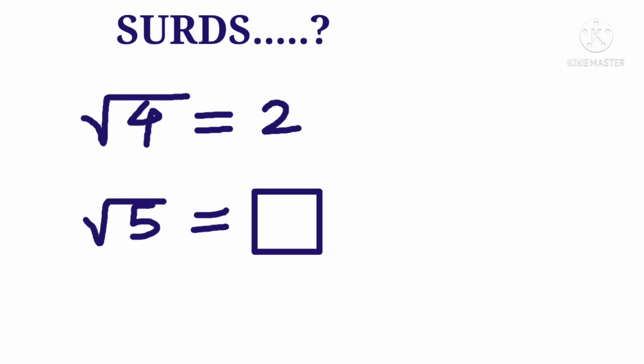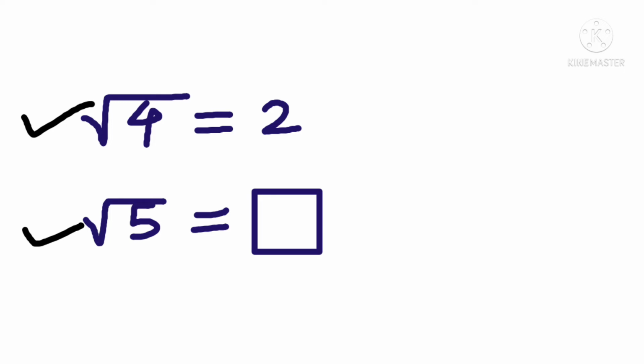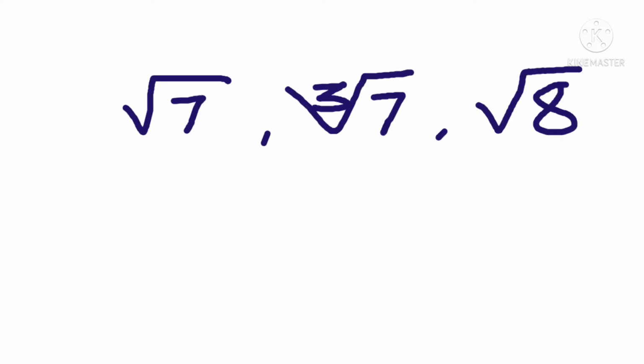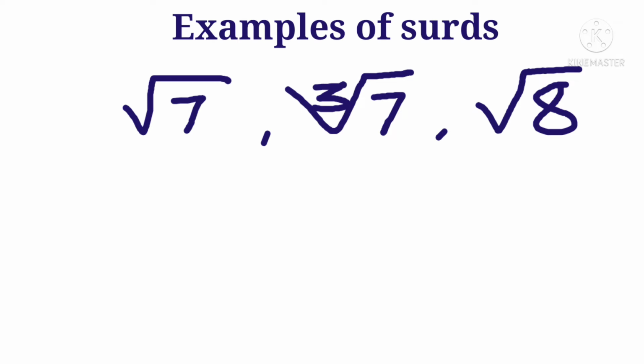Look at these two values, square root of 4 and square root of 5. Square root of 4 is 2, which is a whole number, but square root of 5 cannot be simplified into a whole number. If we simplify it further, we will get a decimal number. So this is an example of a surd, and this is not an example of a surd. These are other examples of surds.